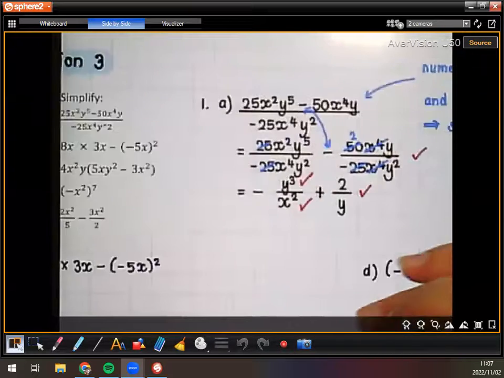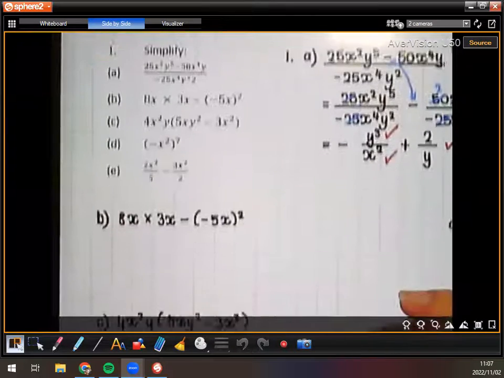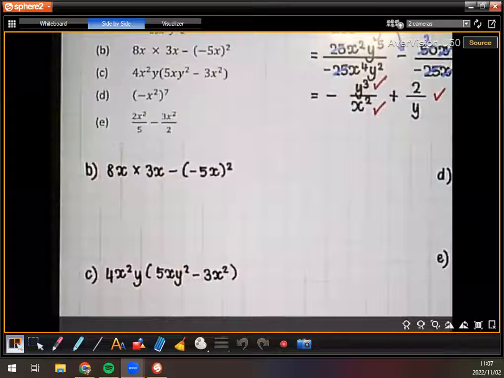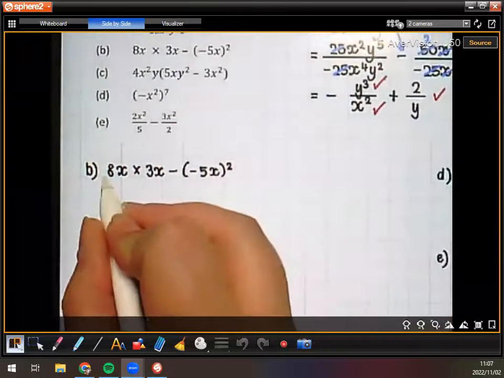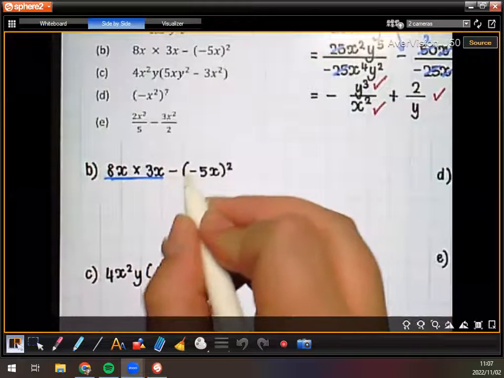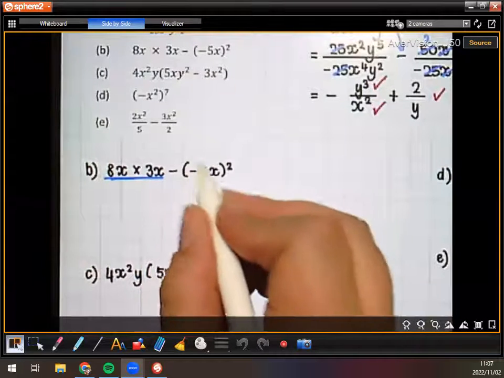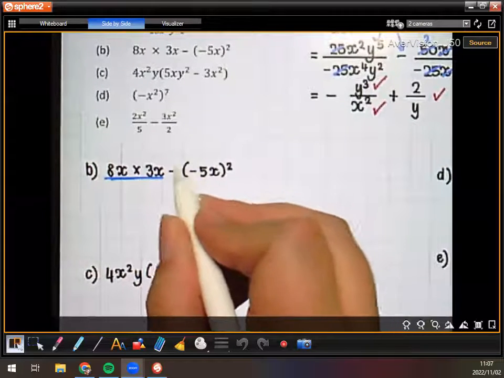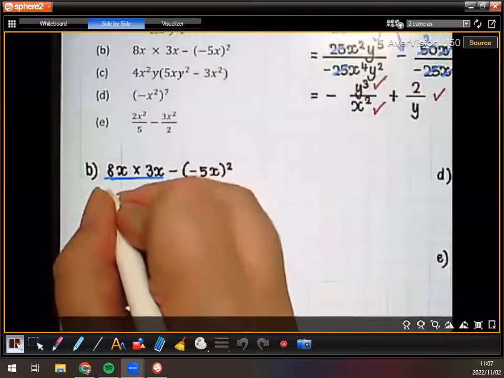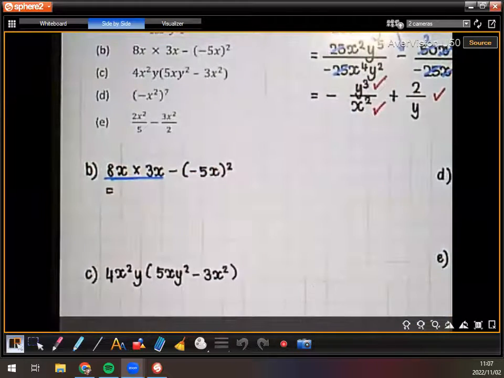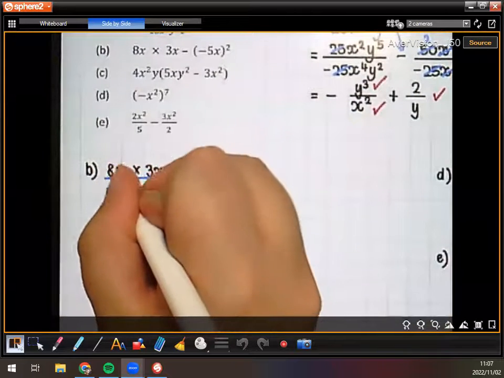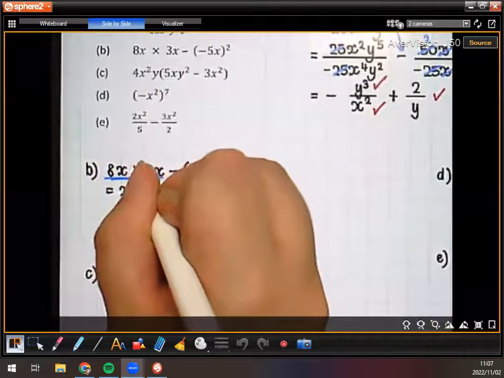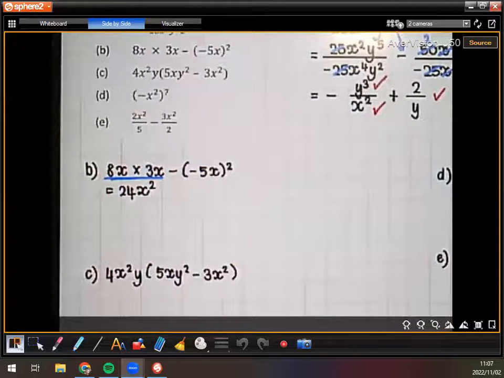All right, let's look at B. Another board math question. What did you do first, guys? Times. So I'm going to multiply these 2, and then I also have multiplication to do here. What's a negative times a negative? Positive. Okay, so we have, what's 8 times 3? 24, and x times x is x squared.